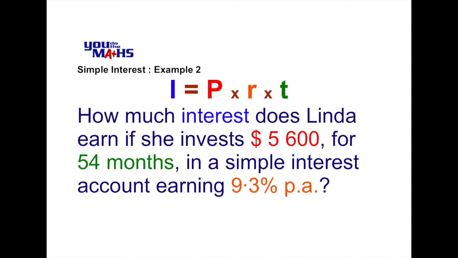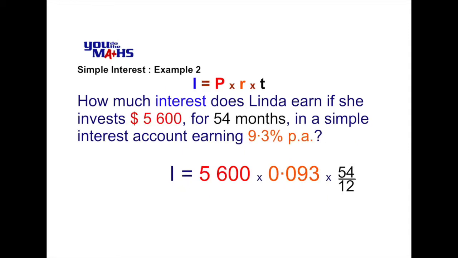The decimal value for the rate is 0.093, and of course we get that by dividing the percentage by 100. And the time is in years in the formula. So what we need to do is any number of months, for example 12 months is just 1 year. So what we do is we divide the amount of months by 12, and that tells us how many years we're actually looking at for the purpose of our formula.